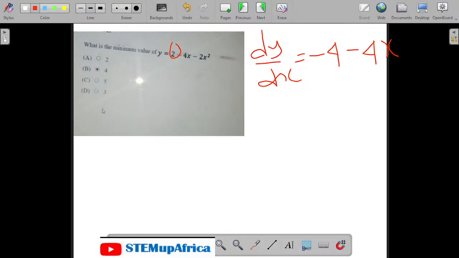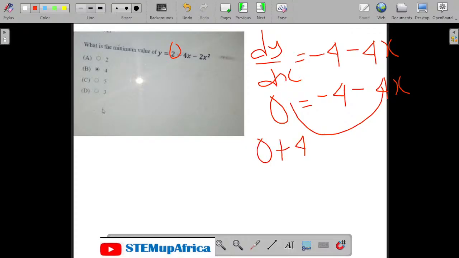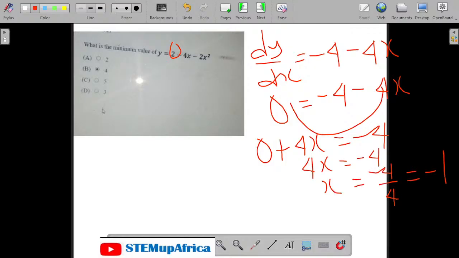So here, like I said earlier, at the turning point, dy/dx is 0. So anytime I see dy/dx, I will substitute 0. Here becomes 0 equals minus 4 minus 4x. So to find x now, I will simply collect like terms by bringing 4x to this side. Minus 4x is going to become plus 4x, equals minus 4. So 4x now is equal to minus 4. So x will give us minus 4 over 4, which is minus 1.